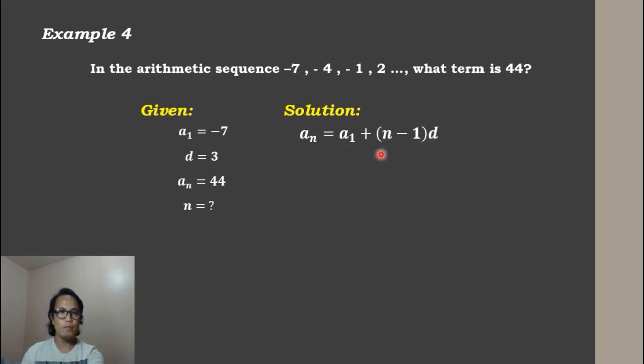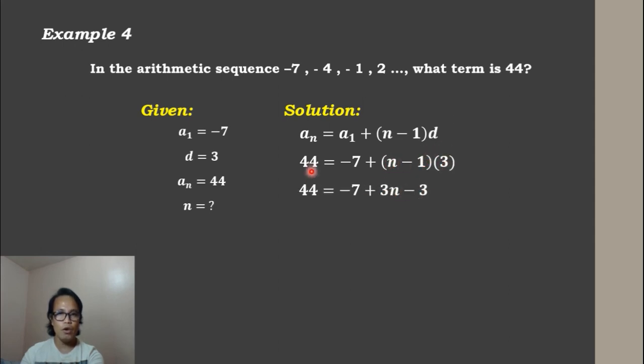d. Substitute. Now, our a sub n this time we are given, which is 44. That's why instead of writing a sub n, we write 44. Equals, our first term is negative 7 plus n, which is unknown since we are going to solve for n, minus 1 times the common difference, which is 3. Now this time, since we cannot subtract n minus 1, we just simply distribute 3 to the terms inside the parentheses. So that is 3 times n and 3 times 1.